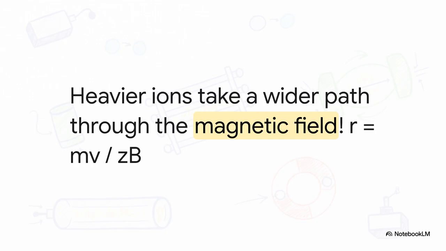Because the analyzer tube is built with a fixed curve, only ions with the exact right mass-to-charge ratio can successfully navigate the bend to reach the detector. Lighter ions curve way too sharply and smack into the inner wall. Heavier ions don't curve quite enough and hit the outer wall. By continuously varying the strength of that magnetic field, kind of like turning the tuning dial on an old radio, scientists can seamlessly scan through and detect every single different ion, one by one.